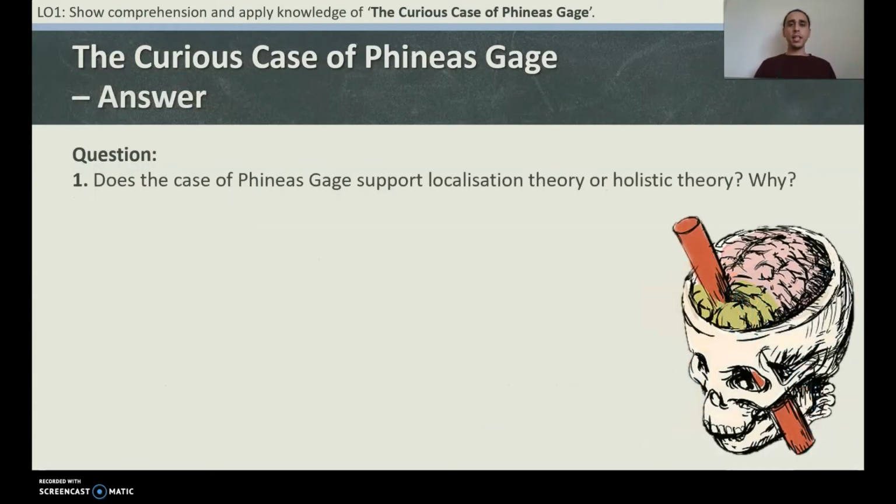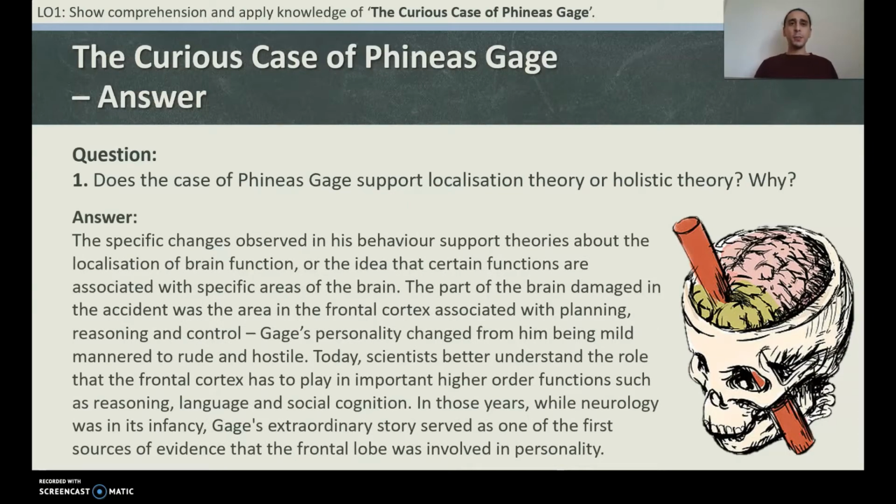Question 1. Does the case of Phineas Gage support localization theory or holistic theory? Why? I did go into this briefly, and here's a long answer. The specific changes observed in his behavior support theories about the localization of brain function, or the idea that certain functions are associated with specific areas of the brain. The part of the brain damaged in the accident was the area of the frontal cortex associated with planning, reasoning, and control. Gage's personality changed from being mild-mannered to a rude and hostile person.